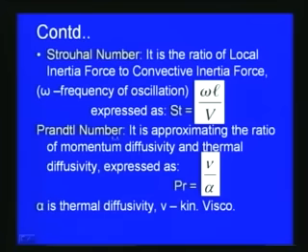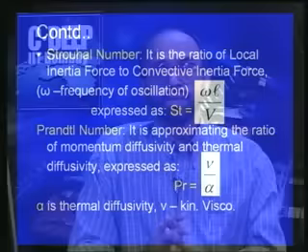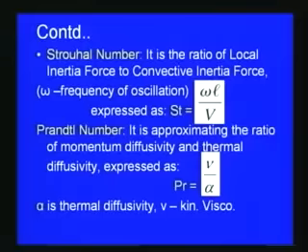Another important number is the Prandtl number. The Prandtl number approximates the ratio of momentum diffusivity to thermal diffusivity. Wherever thermal effects are also considered in fluid mechanics, we use the Prandtl number. It is defined as Pr is equal to nu by alpha, where nu is the kinematic viscosity and alpha is the thermal diffusivity. This number is very important wherever thermal effects are considered in fluid mechanics.